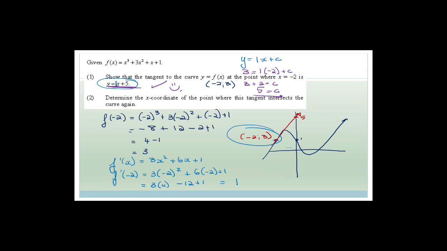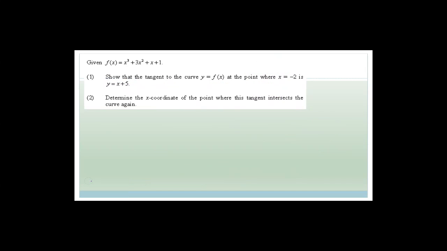Right, question 2. Determine the x coordinate of the point where this tangent intersects the curve again. So now we need to find where it intersects. What are we going to do? We're going to let these two graphs equal each other. So x cubed plus 3x squared plus x plus 1 is equal to x plus 5. And we're going to get at least 2 points.